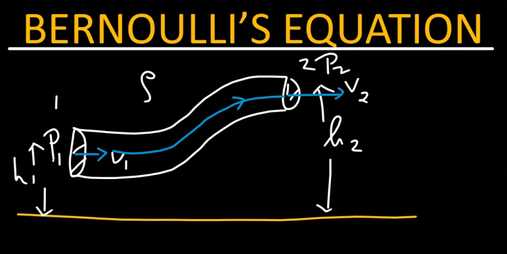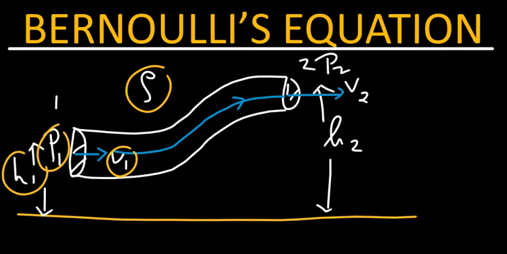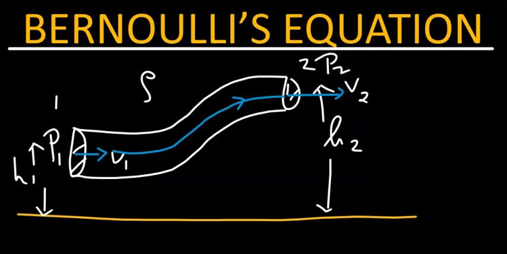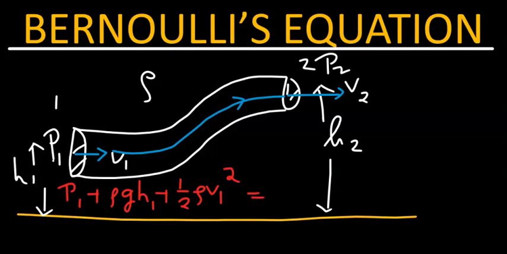Bernoulli's equation relates H1, P1, V1, and ρ to P2, V2, and H2 in the following manner. It says P1 plus ρ g H1 plus half ρ V1 squared equals P2 plus ρ g H2 plus half ρ V2 squared. That is Bernoulli's equation.